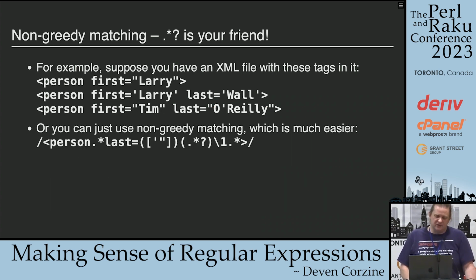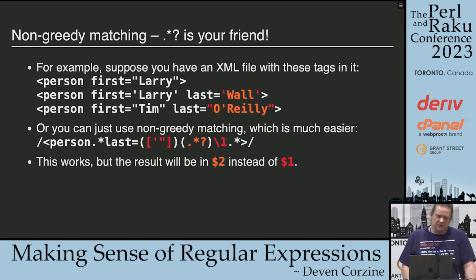Or you can just use non-greedy matching, which is much easier. So instead of that, here, this example is actually matching the quote itself so that the \1 will match the same quote for closing it. And then the .*? will match as much as it needs to, but as little as possible to try to get the text that's in between.